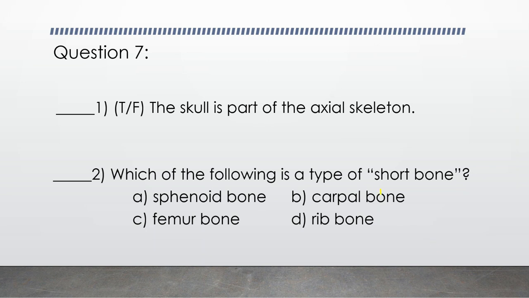All right, so true or false? The skull is part of the axial skeleton. That is going to be true. It's part of our main axis. And a type of short bone: sphenoid is irregular, femur is a long bone, rib bone is a flat bone, so that is going to be your carpal bone.